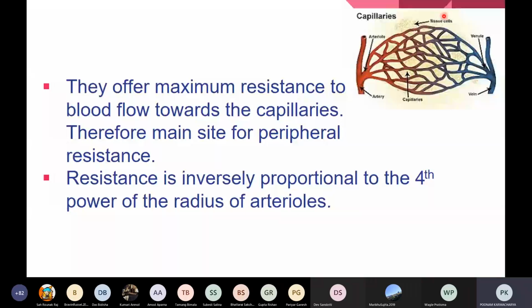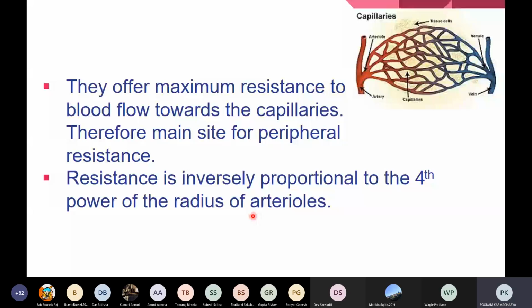And one more very important thing about this resistance vessel is that resistance is inversely proportional to the fourth power of the radius of the arterioles. So read this line again. Resistance is inversely proportional to the fourth power of the radius of the arterioles. That means the resistance is very much influenced by the radius of the arterioles, because it is inversely proportional to the fourth power of the radius.